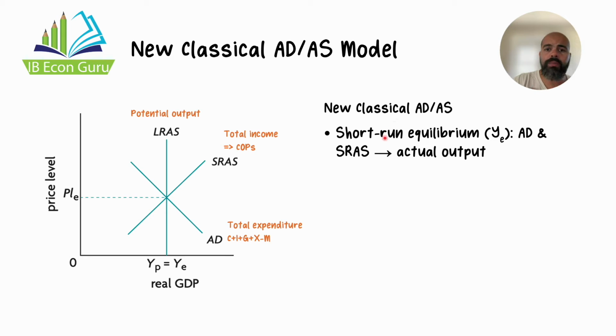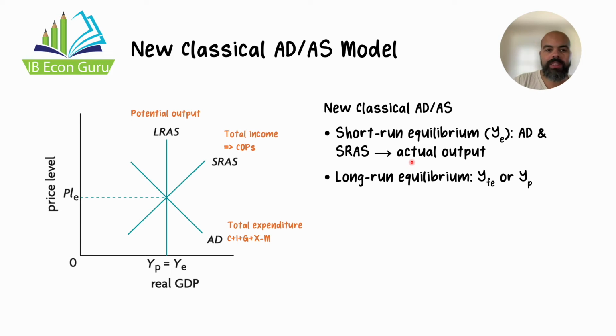Short run equilibrium, and then there's a long run equilibrium. Let's talk about short run equilibrium. Short run equilibrium is the intersection of AD and SRAS. So where AD and SRAS meet, that's always the short run equilibrium. That's the economy's actual output. This is the output that the economy is actually producing.